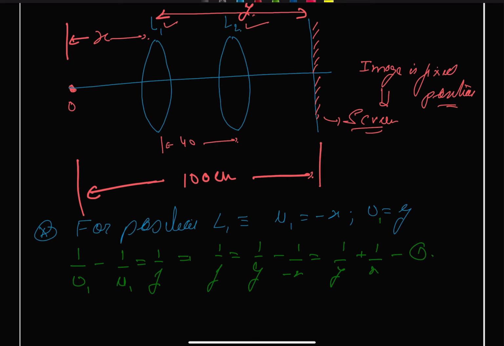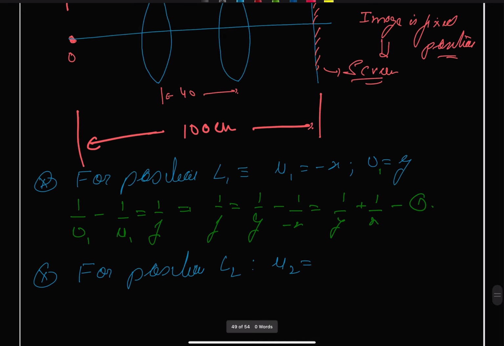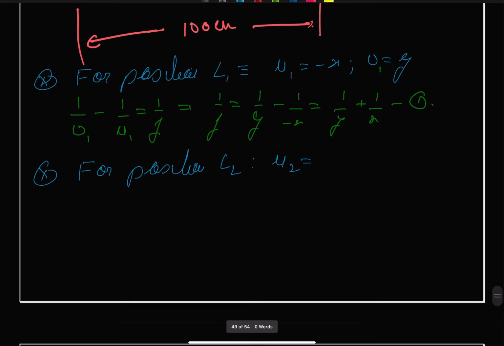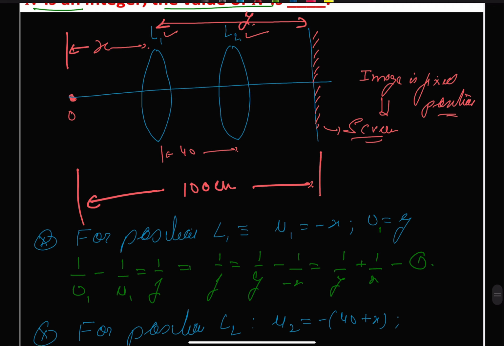And for second location, so we can say position L2, for position L2, our u2 will be equal to minus of 40 plus x, and our v2 will be equal to y minus 40.